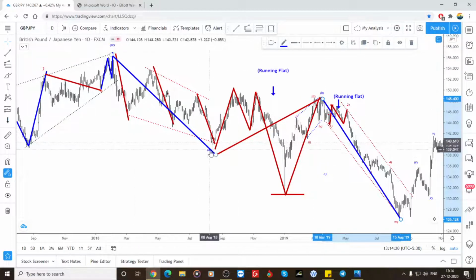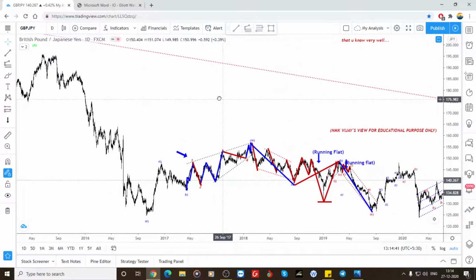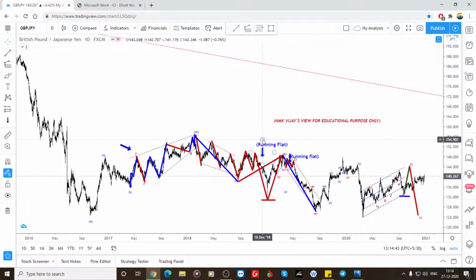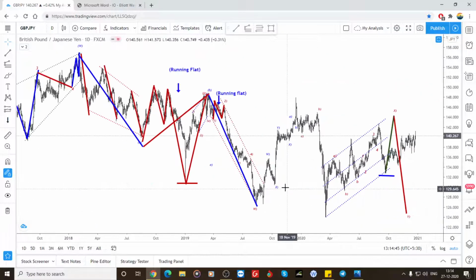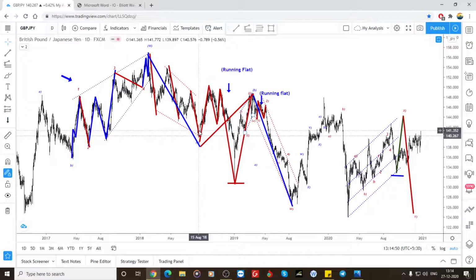So for the identification, this is the A in the leading diagonal, and this is the B in the running flat. So this is the leading diagonal triangle, because everything is three waves. And after that B is a running flat, and C is a 5-wave structure. So totally this is B, C here. A, B, and C is completion. So this is also a running flat. So I hope you understand a lot of running flats.